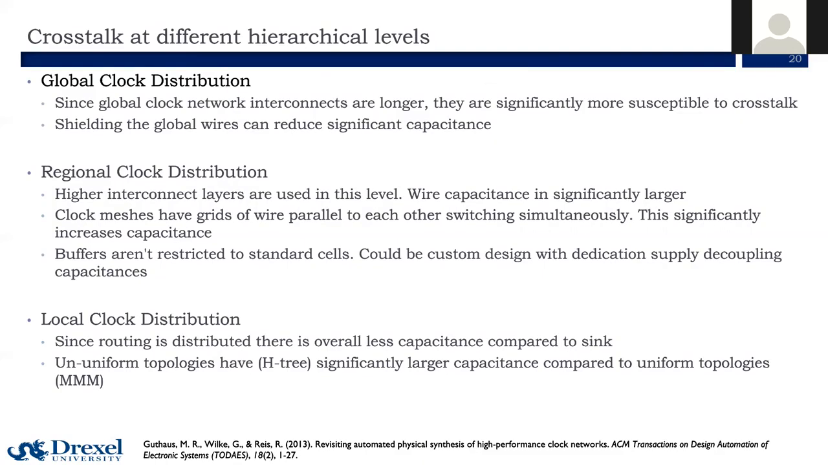For local clock distribution, since routing is distributed, we have overall less capacitance here compared to the sink. However, non-uniform topologies like H trees, MMMs, or X trees could have significantly larger capacitance compared to uniform topologies.